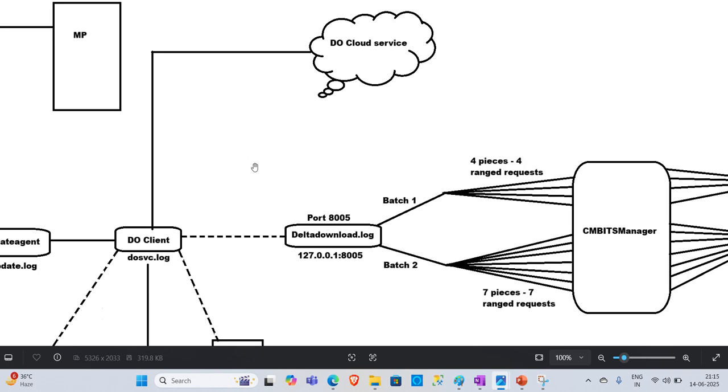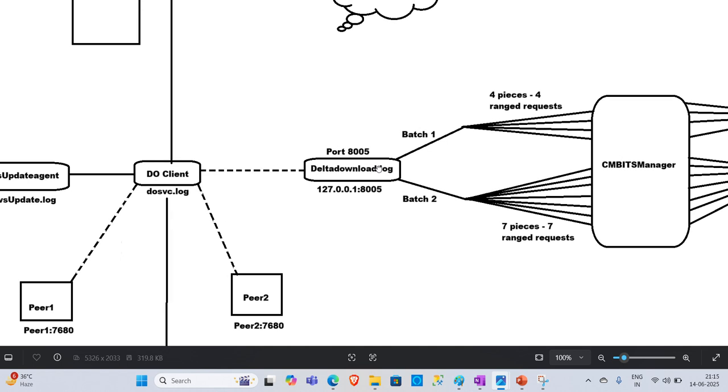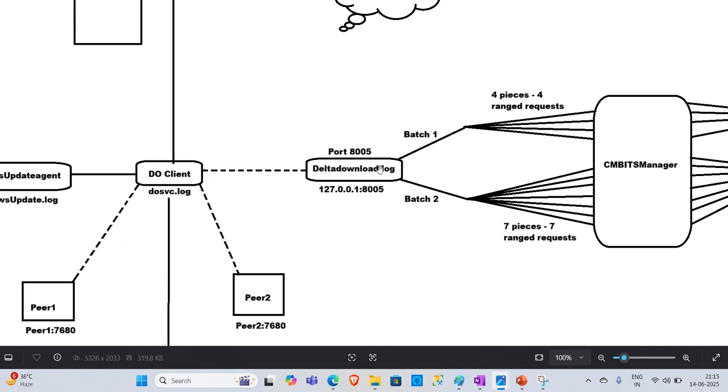That's why I have created three dotted lines here. What these three dotted lines indicate is that for 11 pieces, the DO client is going to reach out to one other component on my client machine, that is Delta Download. Delta Download is one other component on my client machine itself who listens to the DO requests. So the DO client sends the request to Delta Download for 11 pieces, and the rest 39 pieces it starts downloading from its peers.